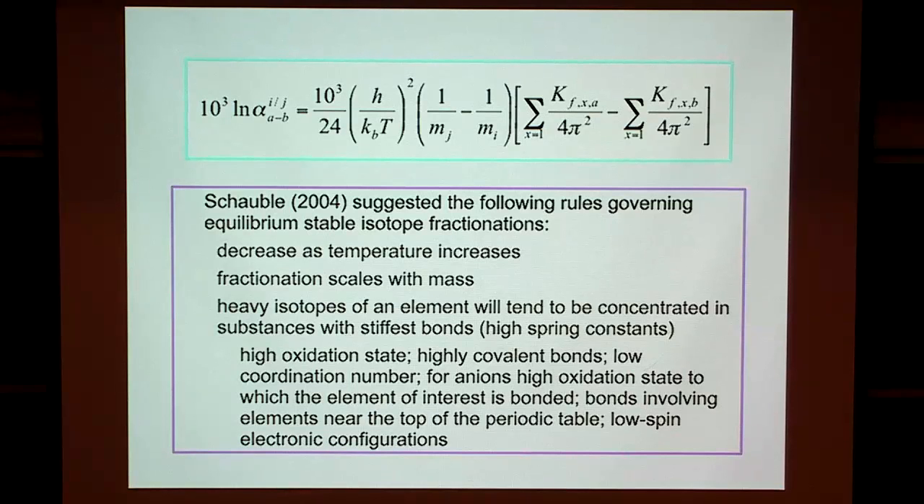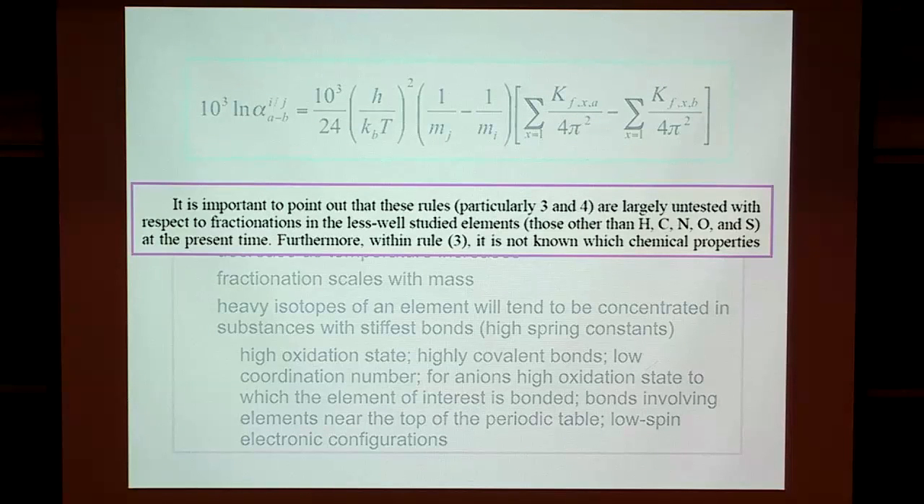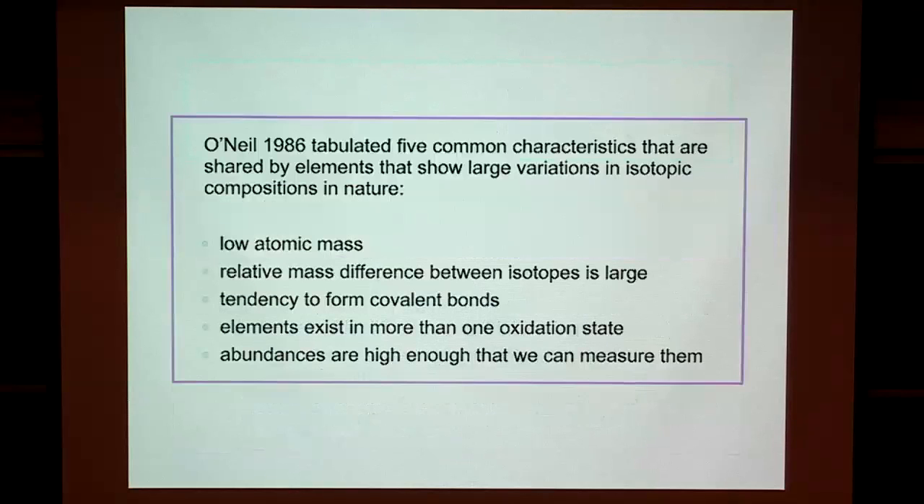But right after he put this table, he wrote, it's important to point out that these rules are largely untested. Okay? So all those rules are basically theoretical, okay? There were no tests. There was nothing showing whether or not this was actually true. The equations were there, but there were no experiments, okay? Right, so Edwin also points out that in the non-traditional stable isotopes, one or more than one of these common characteristics are actually no longer true. So these are common characteristics for the traditional stable isotopes, but not the non-traditional stable isotopes.